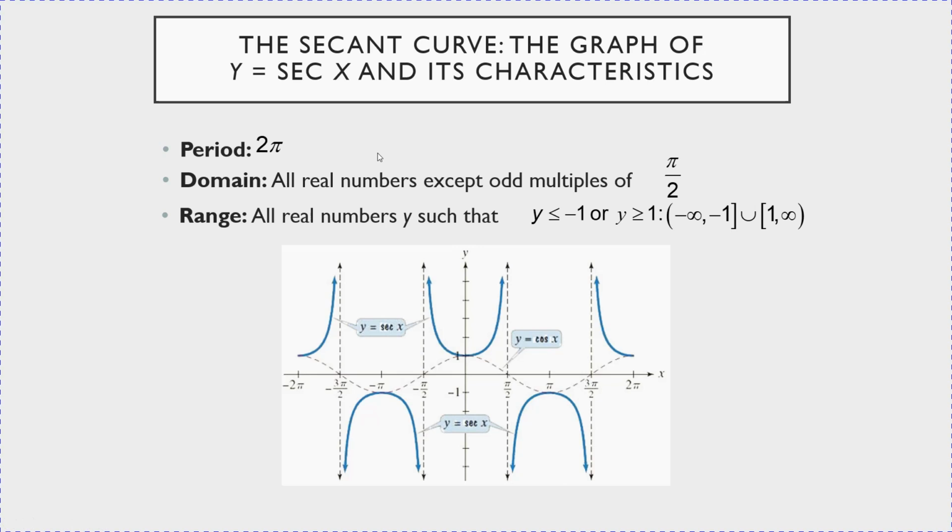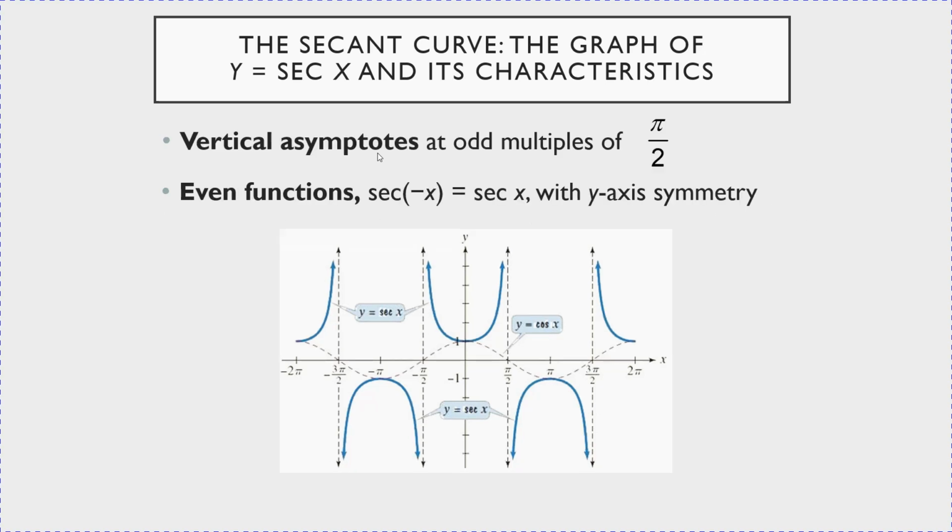The domain is all real numbers except odd multiples of pi over 2. 1 pi over 2, 3 pi over 2, 5 pi over 2, -1 pi over 2, -3 pi over 2. All right, the range, same deal as with cosecant. It has to be less than or equal to -1 or greater than or equal to 1. And vertical asymptotes, as I said, at the odd multiples of pi over 2. And secant is an even function because cosine is an even function.